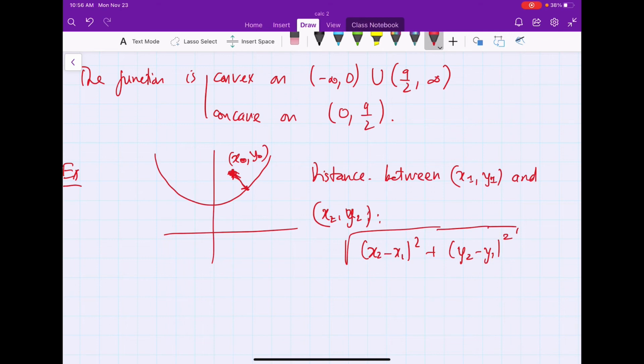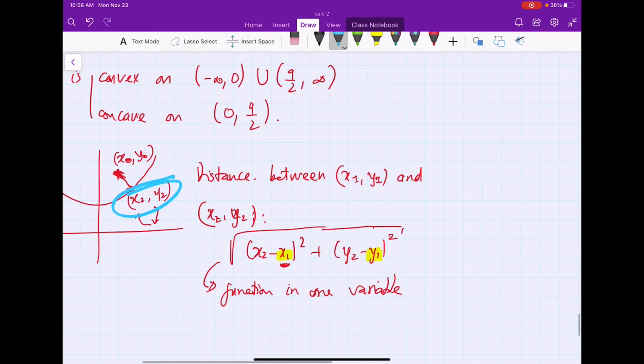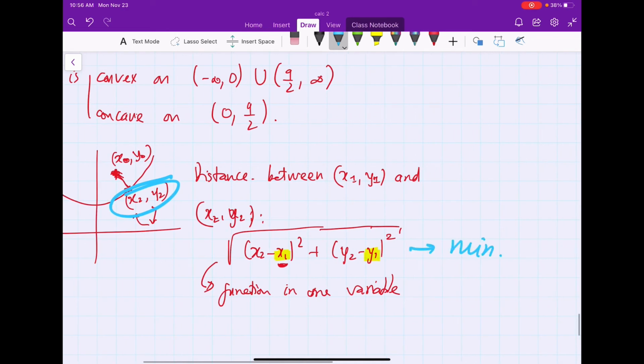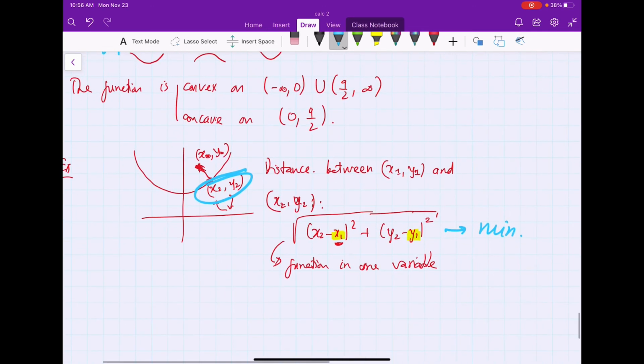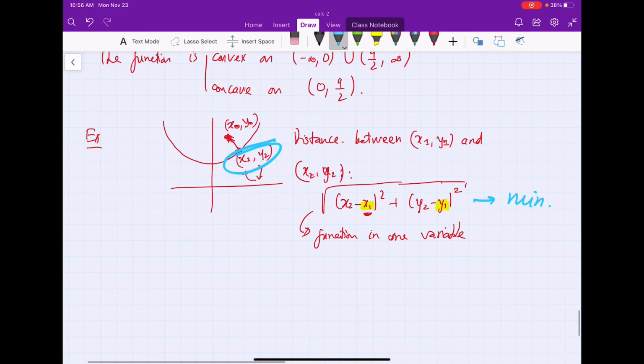So if you have x0, y0, that means you fix this point, and here is your x2, y2, but they will give you the equation of the parabola or whatever, right? So y2 is just a function of x2. So basically, this is a function in one variable. In order to find the shortest or the closest point, you need to find the minimum of this function. That's it. I will not give you details, that is a bonus question.